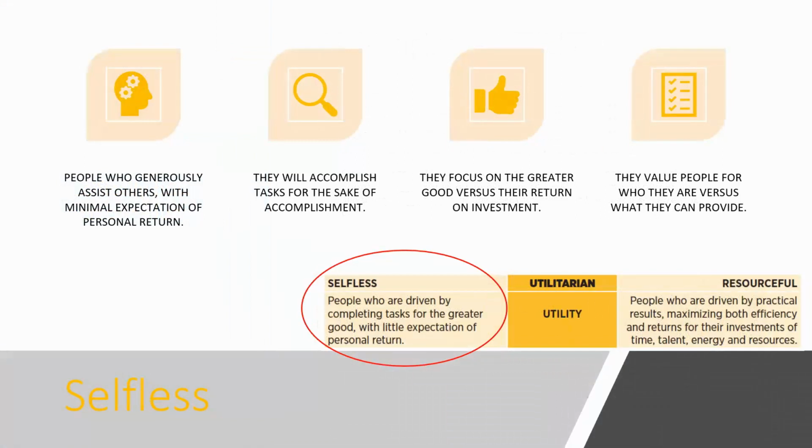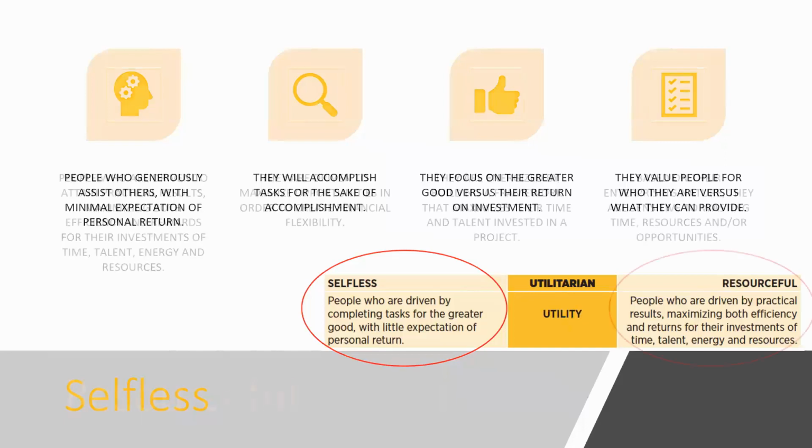The selfless person generously assists others with minimal expectation of a personal return for them. They'll accomplish tasks for the sake of accomplishment. They're going down the checklist. They're just knocking tasks out, right? Just busy, busy bee. They focus on the greater good rather than their return on investment. And they value people for who they are versus what they can provide, right? So just very altruistic, very selfless.